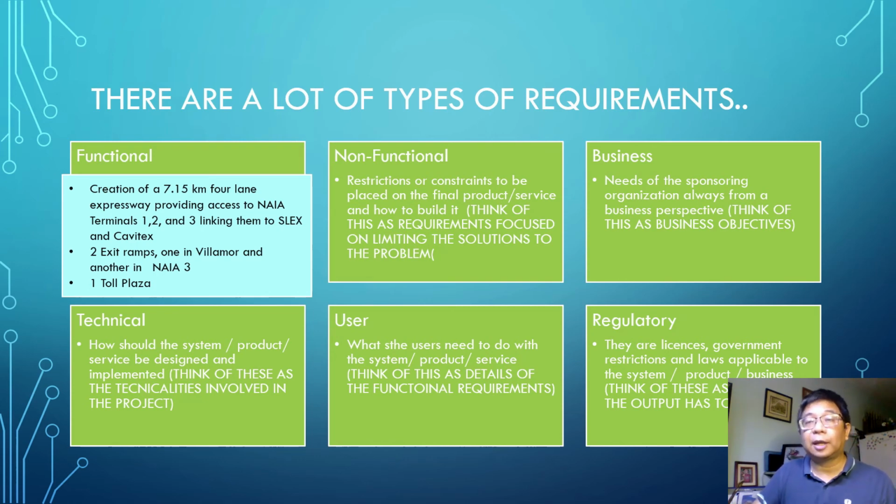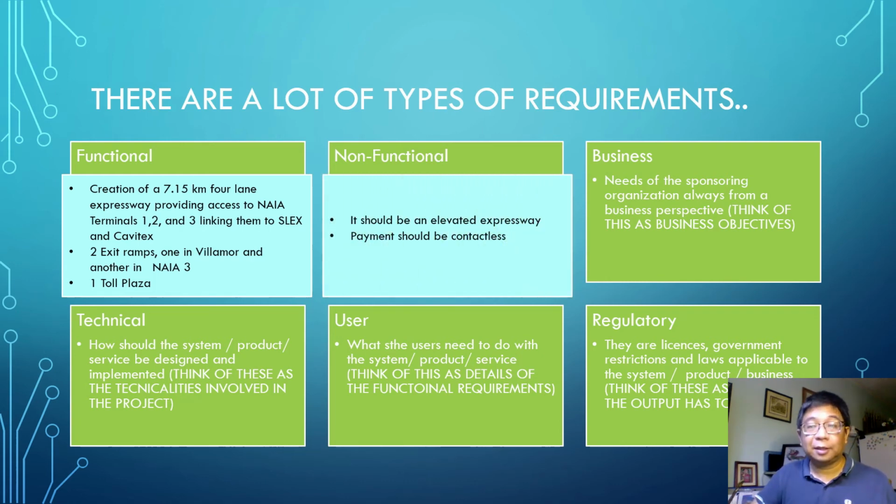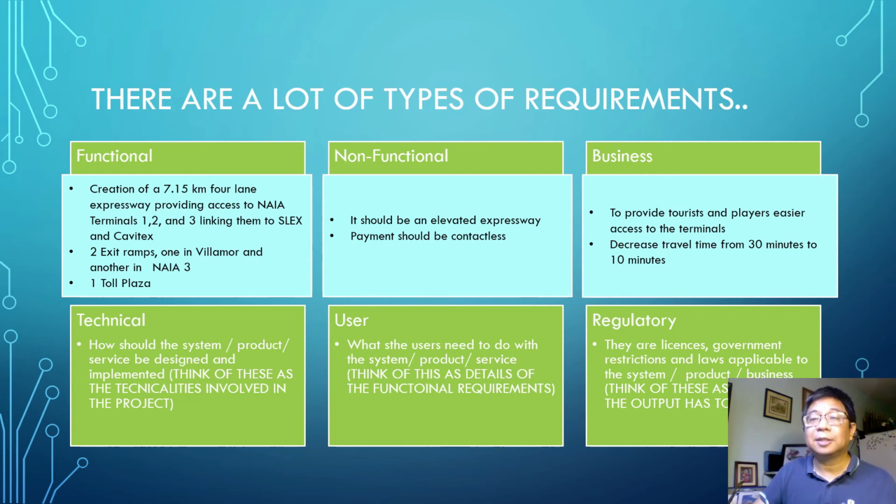Let's go non-functional. What are some of the examples for non-functional? It should be an elevated expressway, and payment should be contactless. Okay, and if you notice here, given these 2 non-functional requirements, it severely limits the method of executing the project and the type of solution in terms of payment that can be proposed. For the business requirements, we already have that. It's to provide tourists and players easier access to the terminals, and business can also say that we want to decrease travel time from 30 minutes to 10 minutes.